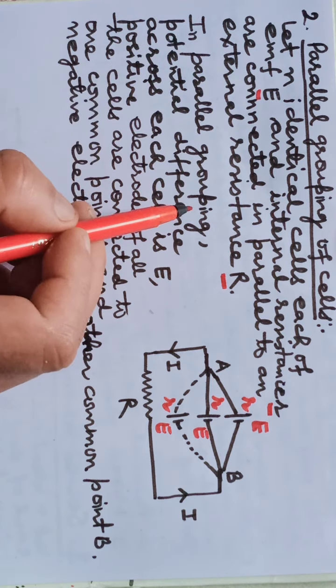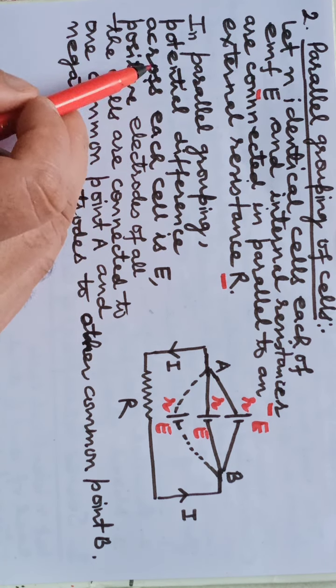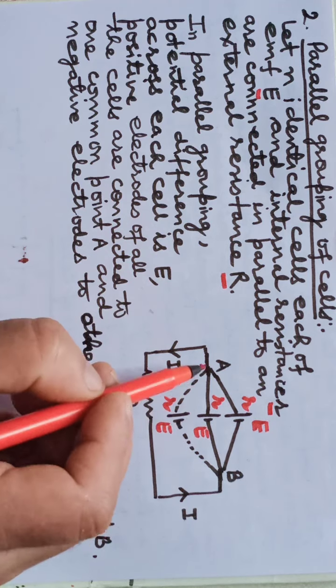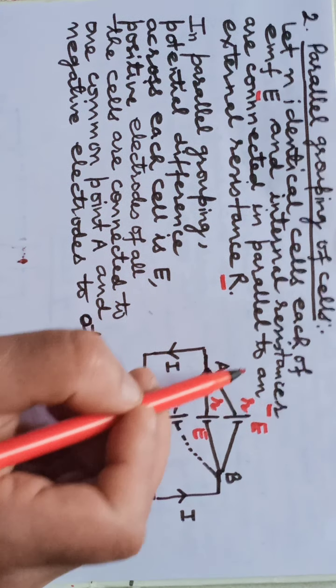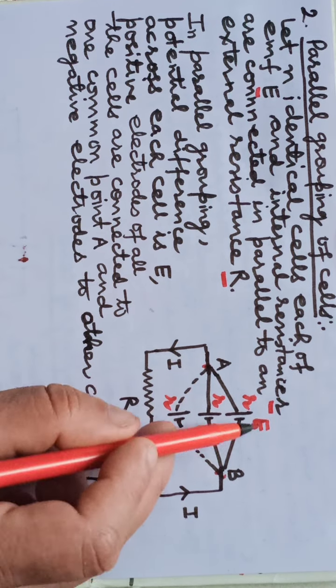In parallel combination grouping, the potential difference across each cell is E. Now, the potential difference from A to B is E.